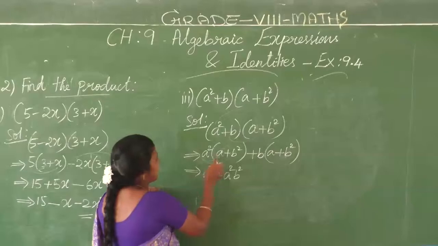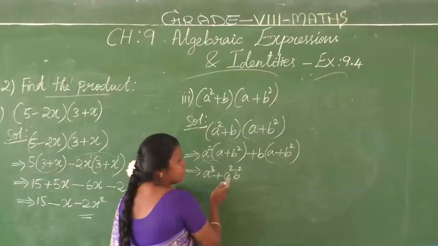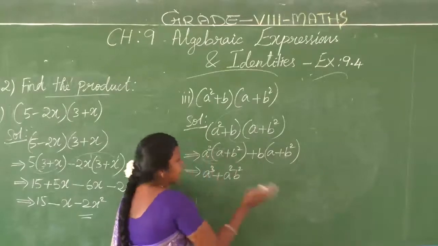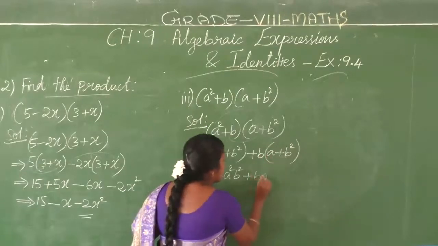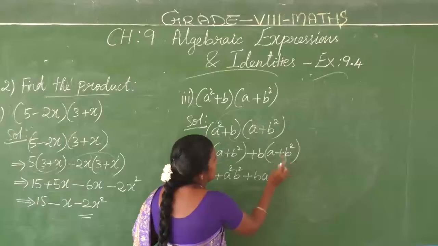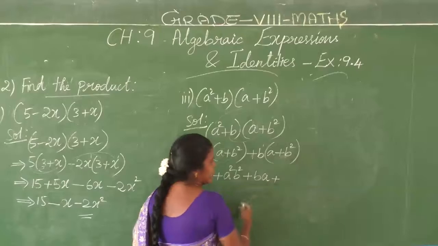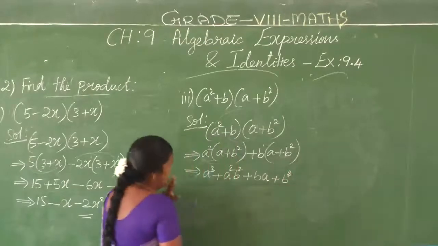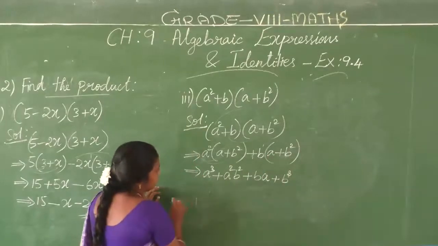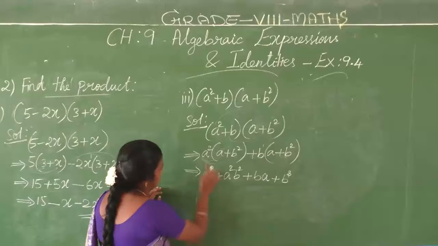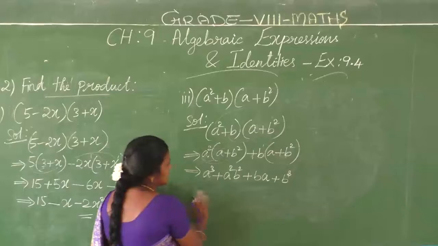See, a square into a cube plus, here variables are different, so just keep them together, a square into b square, a square b square, like that. Plus into plus plus, b into a, ba, plus b into b square, b power 1 into b square. So bases are same, powers can be added, so b cube. So the result is a cube, a square b square, ba plus b cube. That's all, we can't simplify.